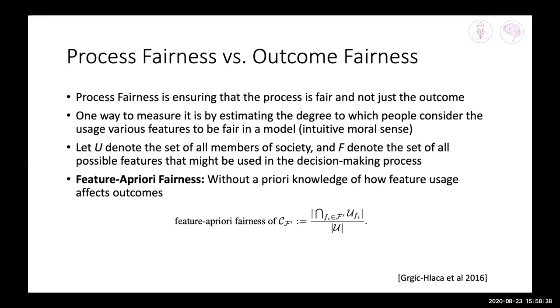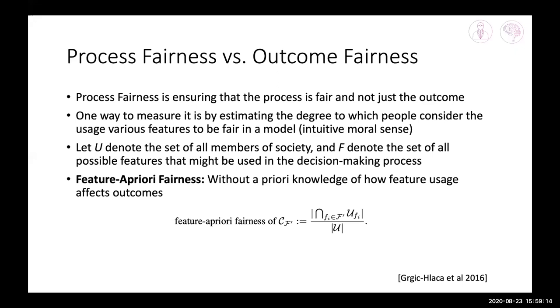And so one way to measure this is, for this particular paper from this group from Max Planck, they define this as a proxy for measurement: they estimate the degree to which people consider the usage of various features to be fair in a model. The idea being that people have a certain moral sense which guides that decision. So for example, whether somebody considers, let's say, race or gender or zip code of a person, or criminal history, to be fair to be used in a model or not.